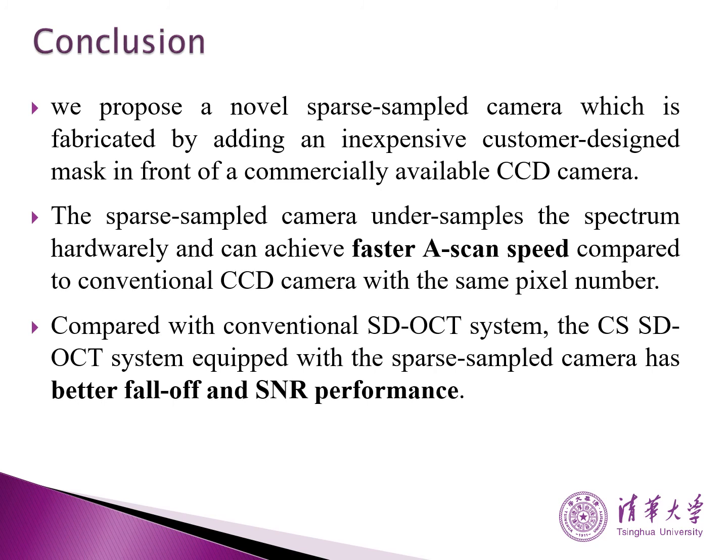In conclusion, we propose a novel sparse sampled camera, which is fabricated by adding an inexpensive custom-designed mask in front of a commercially available CCD camera. The sparse sampled camera undersamples the spectrum in hardware and can achieve faster A-scan speed compared to a conventional CCD camera with the same pixel number.